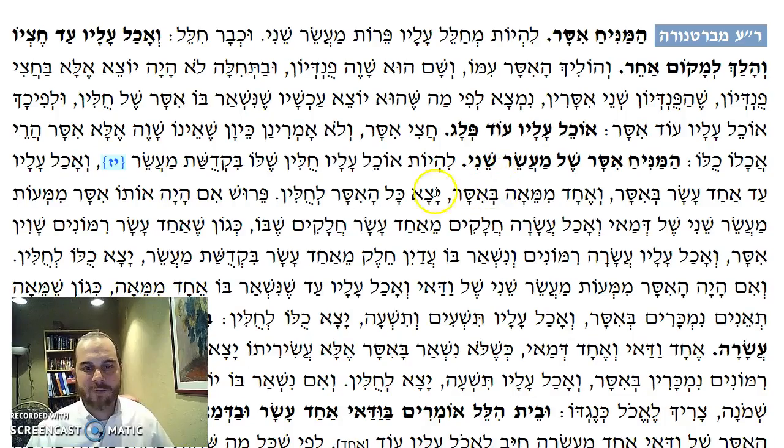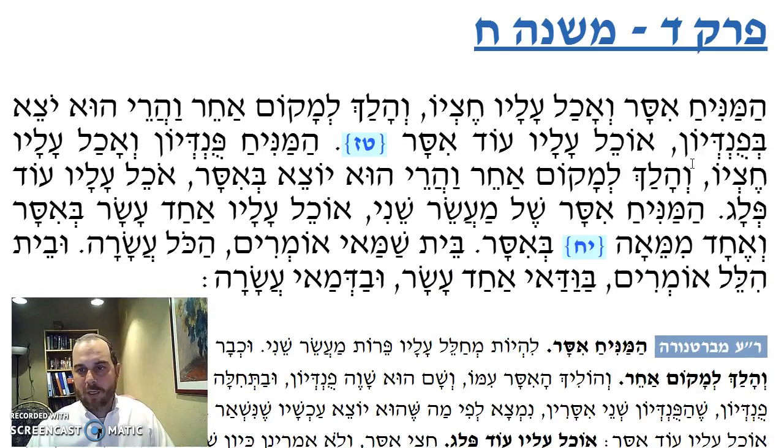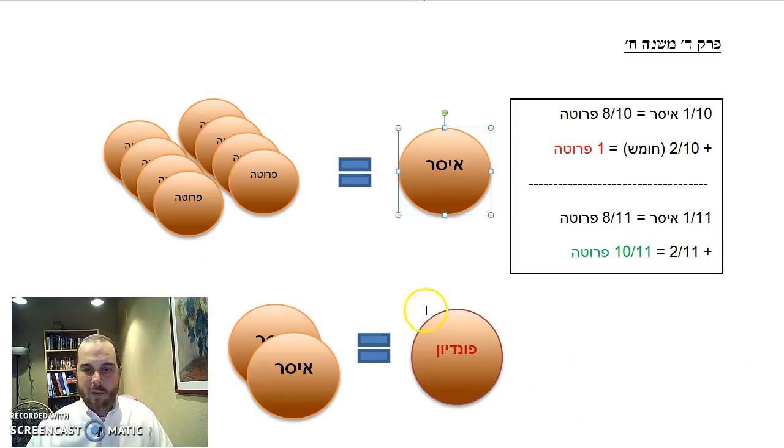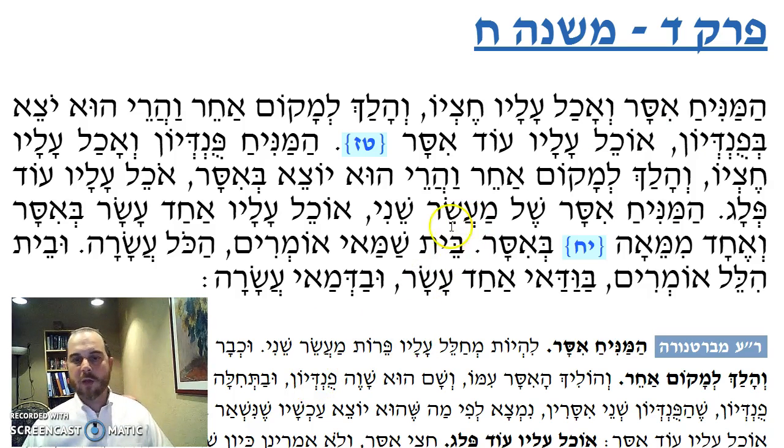The Bartenura says the following. Remember, I ate an Isar's worth, and now only an Isar's left. So you might think, well, I ate an Isar's worth before, and now it's only worth an Isar, so I eat the whole thing. No, it's all proportional. If I ate half of the pundion, and now half is left, so I have half an Isar left. And the other way around also. If it was worth an Isar and I ate half of it, and now it's worth a pundion, I still have half left, which is an Isar. So it's all proportional, it's all based on percentages.